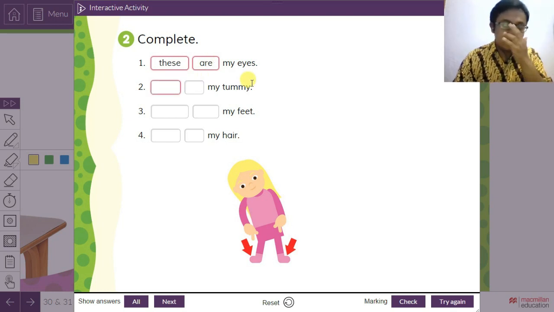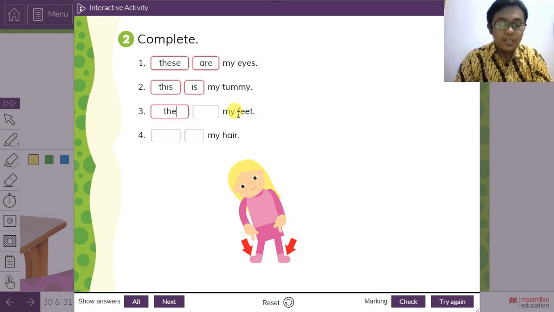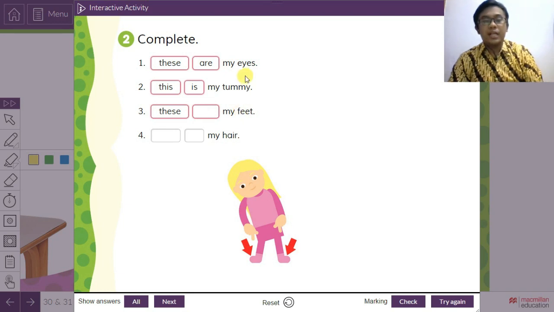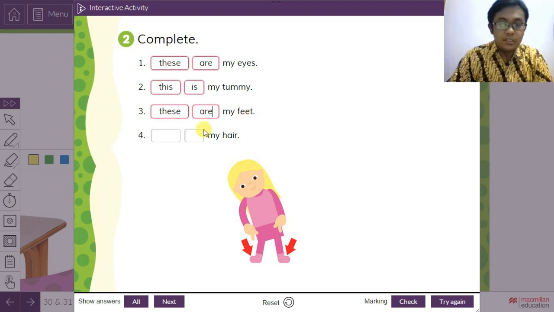Number 2, tummy. This is feet. Ayo, feet itu hanya ada satu atau lebih dari satu? Ya, lebih dari satu. Feet itu termasuk irregular plural noun, jadi berubah bentuknya. Kalau ice tadi kan hanya ditambah huruf S. Kalau feet, bentuk tunggalnya adalah foot. Nah, these are.